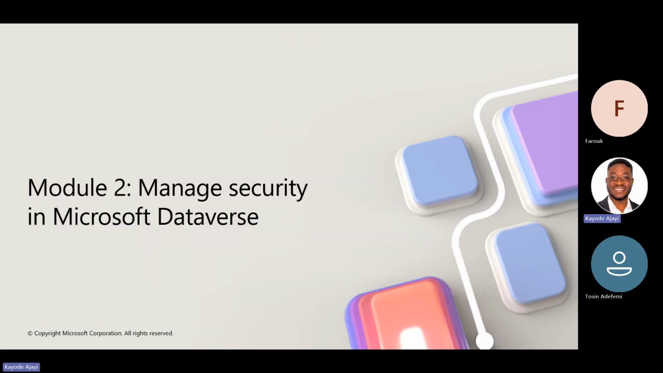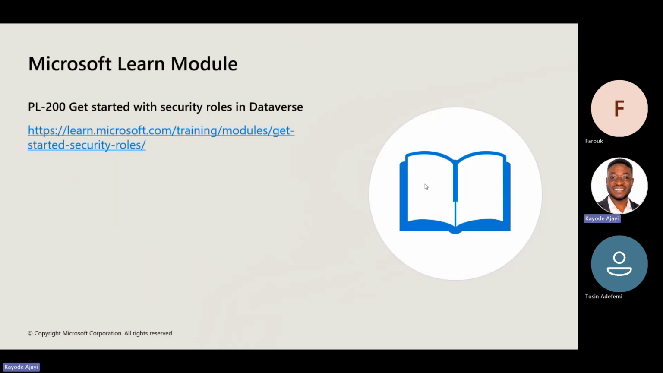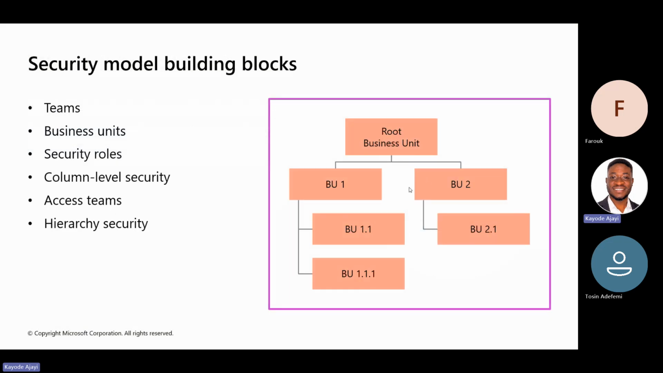We are looking into security concepts in Dataverse. What I was saying is there are different ways of setting up security. You can stack them together. You can use multiple or use some, depending on the solution you're building or the client you're deploying it for, and what their requirements are. Security is built upon these things you're seeing on the screen. So we have teams. Teams are groups of users.